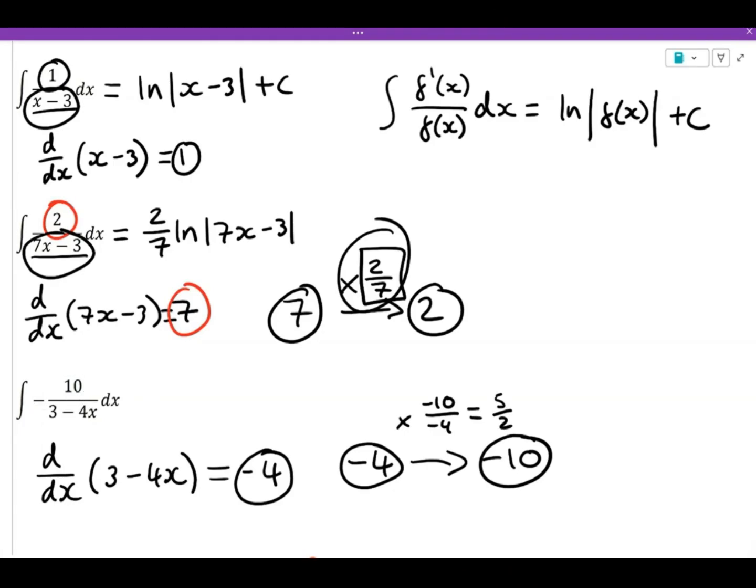What I can then do is go back to our question and write the natural logarithm of our denominator in modulus symbols, so 3 subtract 4x, and then we're just going to pop the 5/2 in front. And of course, all my answers should have plus C's. I forgot it up here, and we should include it down here as well. Let's have a look at a follow-up question to this last one.